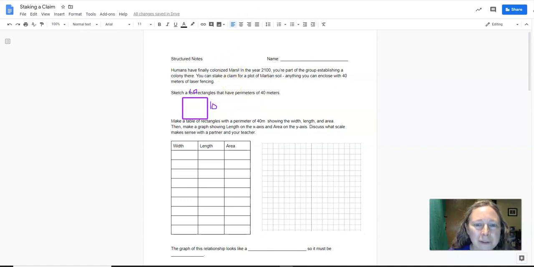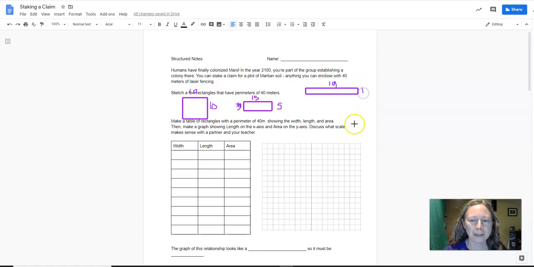Another shape you might have drawn would be maybe that one right there. And in this one, let's see, each of these longer sides is 15. And then each of the shorter sides is, sorry, I can't draw today, is 5. So 15 plus 5 plus 15 plus 5 is 40. So that one would work. And then maybe you got a little more creative, and maybe you even did something like this. And in this case, maybe the long side is 19 and the short side is 1.